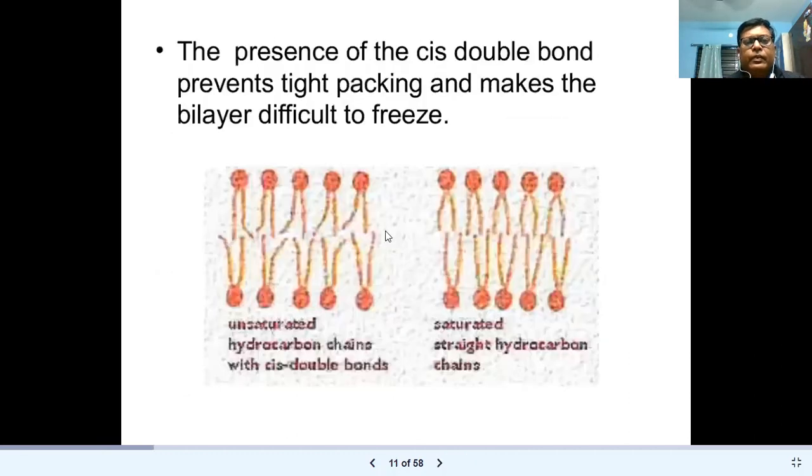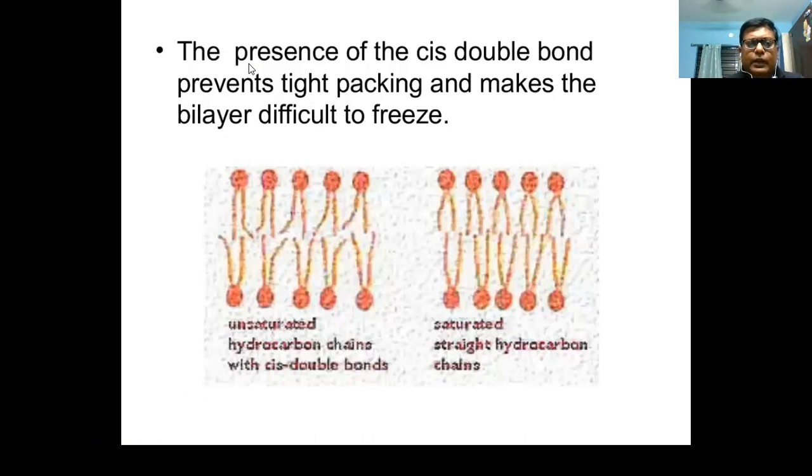The presence of this cis double bond prevents tight packaging and makes the bilayer difficult to freeze. So what is important? One is the saturated fatty acid, another is unsaturated fatty acid in this non-polar tail area. One is a saturated straight chain fatty acid, another is unsaturated. What is the type of unsaturation? It is a cis double bond. What does the cis double bond do? It forms a kink. If there is a kink, it will prevent the tight packaging or close packaging of this bilayer so that it cannot freeze.